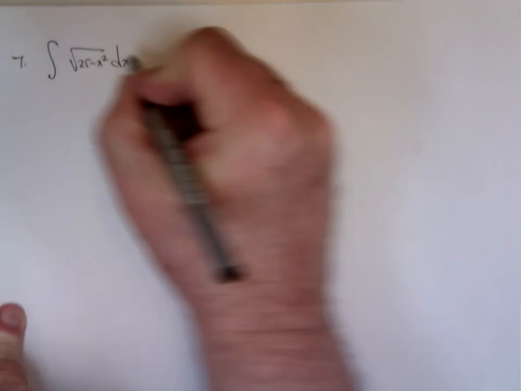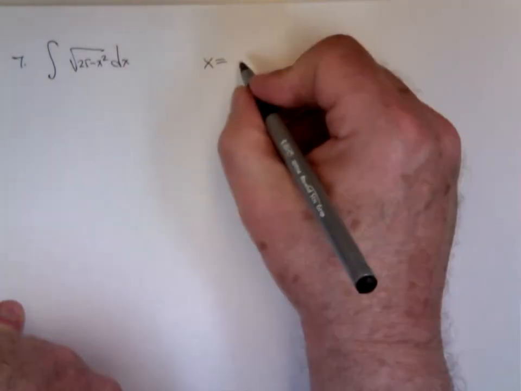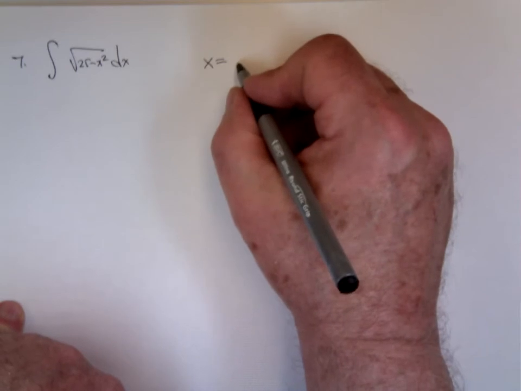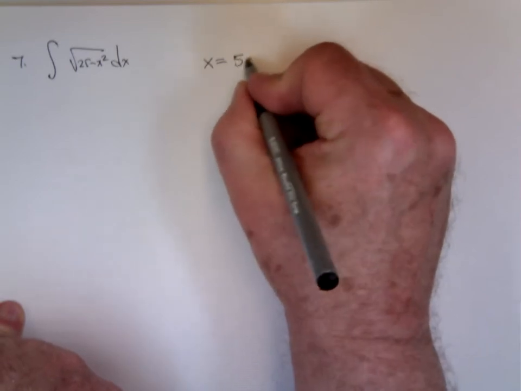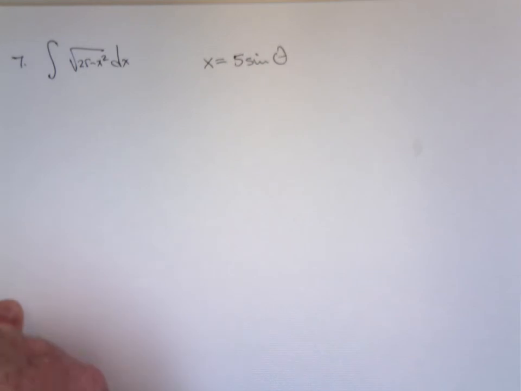What are you going to do? What would the trig substitution be? Let x equal... is it a sine one? Yes, it's 5 sine theta. Okay? That would be the trig substitution, 5 sine theta. It's an a squared minus u squared. You let u equal a sine theta, a being 5.